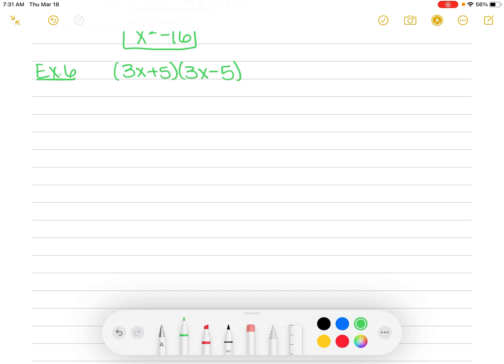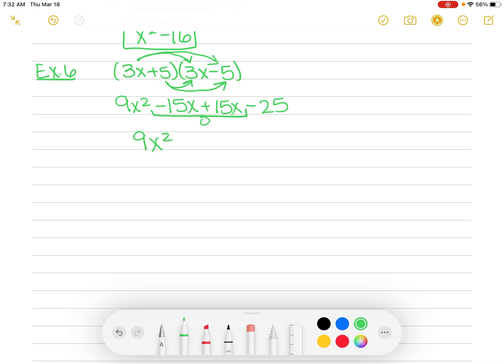Okay, now you should be back, and I'm going to solve this one. I'm going to go 3x times 3x is 9x squared. 3x times minus 5 is minus 15x. And on this side, we have 5 times 3x, which is plus 15x. And the last one is 5 times minus 5, which is minus 25. Now, when I put my like terms together, minus 15x plus 15x is 0, so I don't need to write that one. And then I just have minus 25. So there's my answer. Is that what y'all got? Hopefully it is. Okay, now let's learn the shortcut.